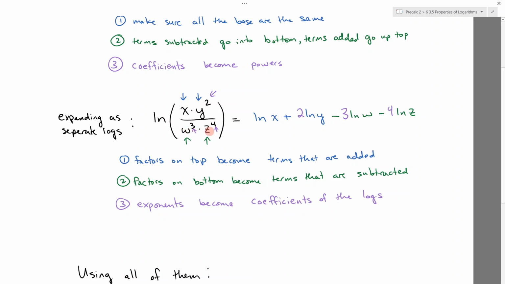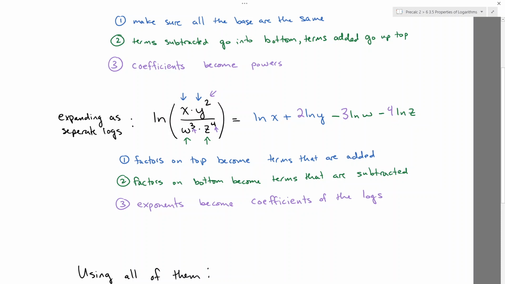And then I have w and z on the bottom. So the log for w needs to be subtracted, and the log for z also needs to be subtracted. One thing you want to be careful about is that even though there's a multiplication here, because the z is on the bottom, the rule is that when it's on the bottom, essentially it's being divided. So the z needs to be subtracted.